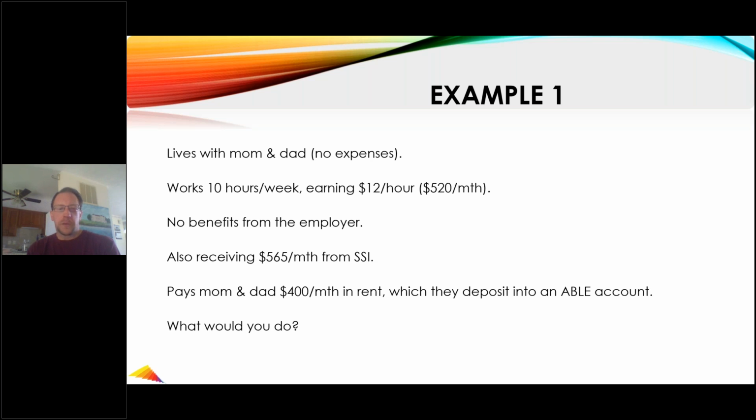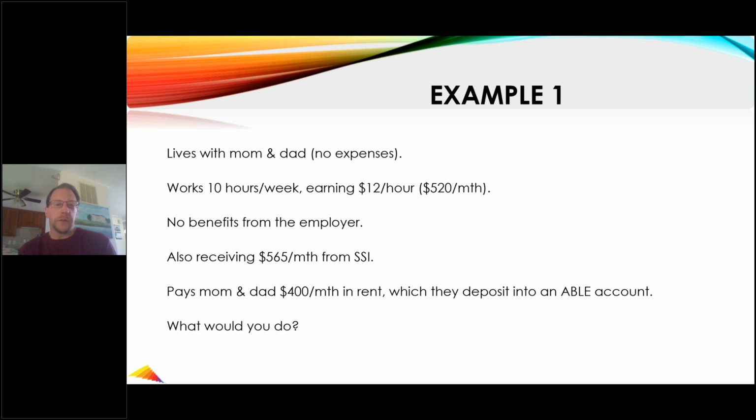So right there, we're looking at a little more than $1,000 a month in income. The individual pays mom and dad $400 a month in rent, which they're depositing into the ABLE account. So that's $4,800 a year going into the ABLE account from mom and dad.